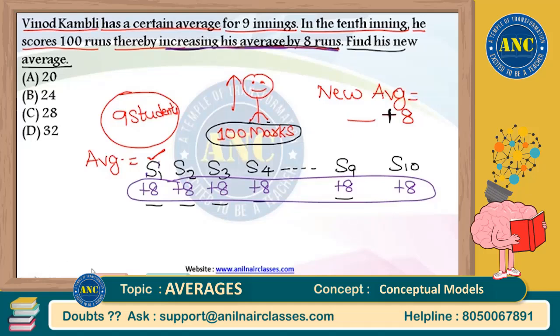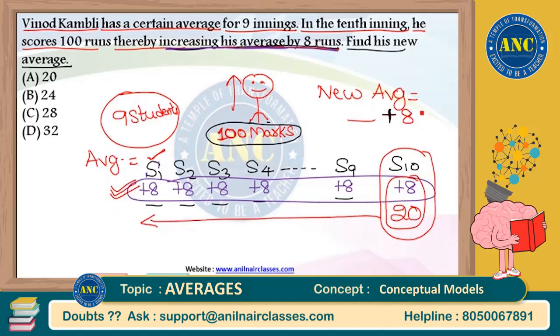That means, out of this 100 marks that the 10th student is bringing inside the class, he distributed 80 marks to all the 10 students, including him. Now another 20 marks is left with him. That is his kitty. That means if he is becoming 28, all the other people also should become 28. The new average should be how much? 28 marks. Or in other words, the new average of his score is nothing but 28.